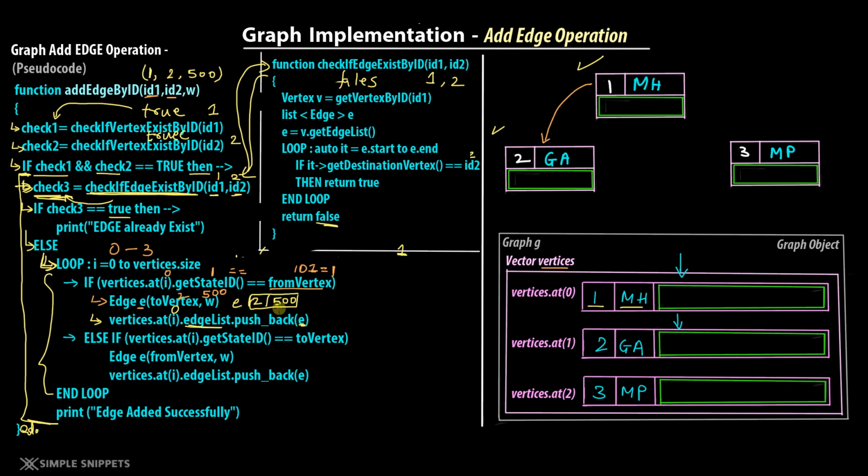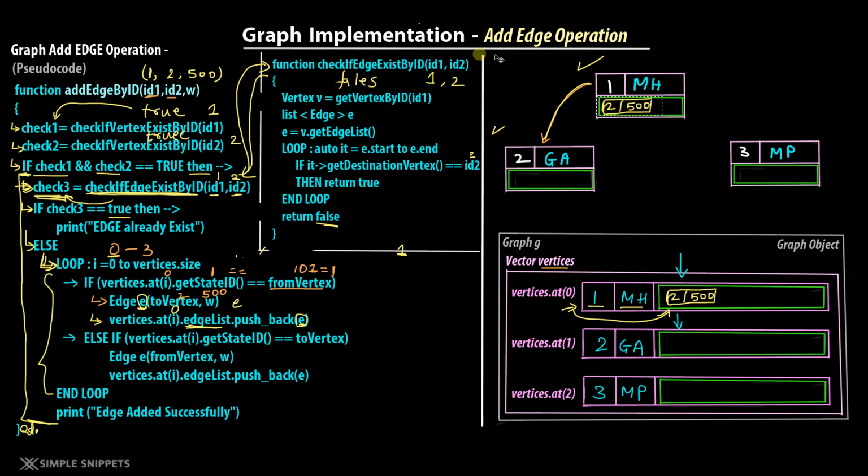So this 2 and 500 is basically pushed into vertices at 0, right? Because remember, we are at the first iteration, we are saying i equals 0 for now. So vertices at 0 is this element, we are accessing its edge list and we are saying dot push_back, and we push this E object into it. So we push the first edge. What we did, we added an edge between Maharashtra and Goa. So let me add this over here also.